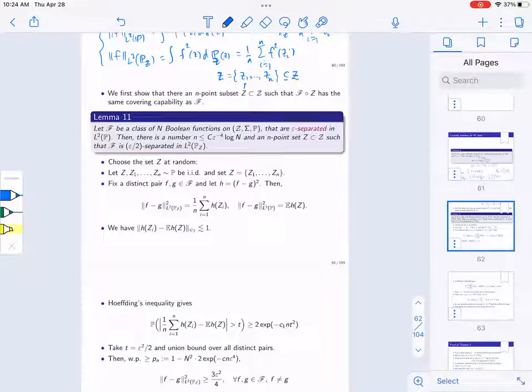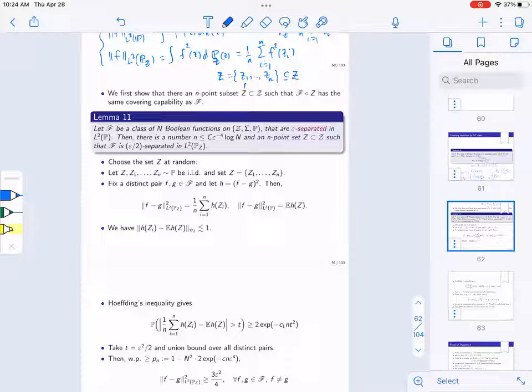So the formal statement is like this. Let F be a class of N Boolean functions that are epsilon-separated in L2(P), an epsilon packing. Then there is a number n less than C epsilon to the negative 4 log N, where N is the number of Boolean functions in the class, and an n-point set, so this is the maximum that I need to choose. There is this n-point set with n bounded like that, such that F is epsilon over 2 separated in this L2(P_Z) empirical norm.